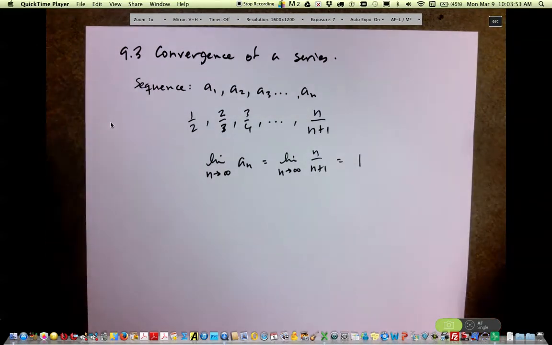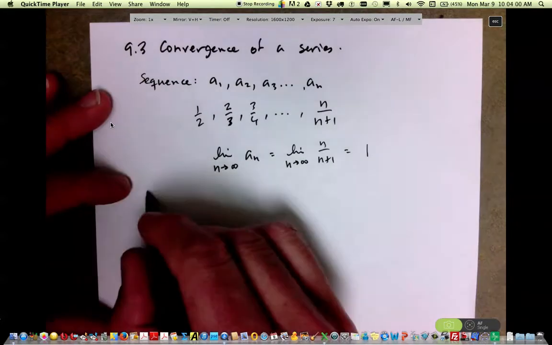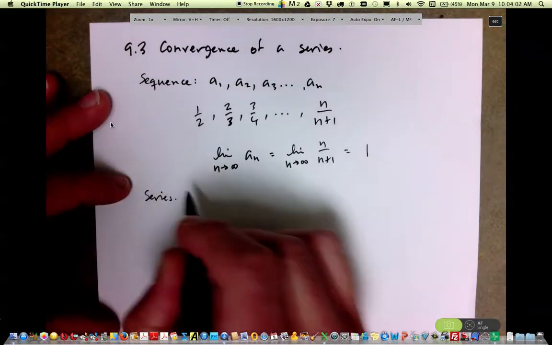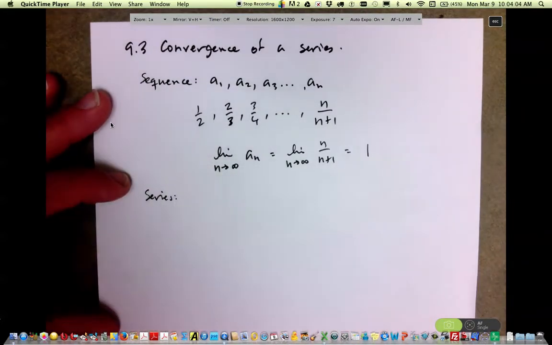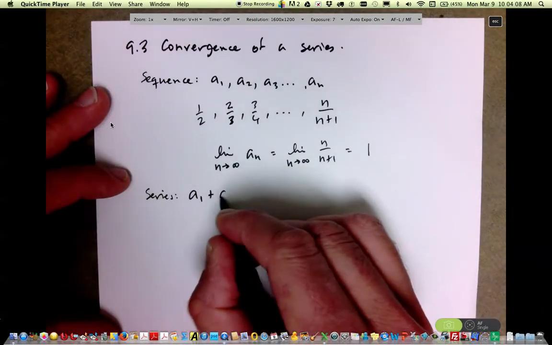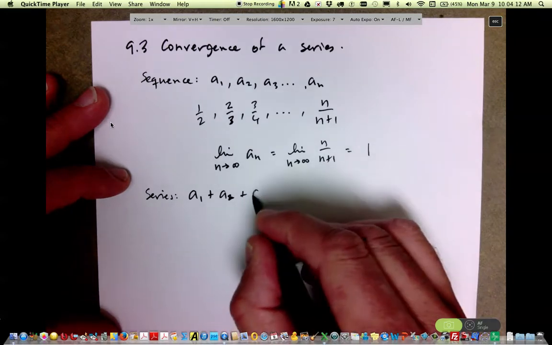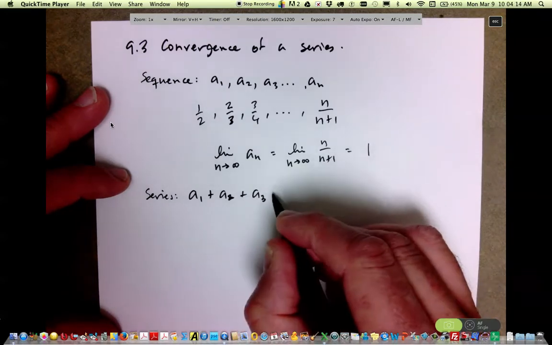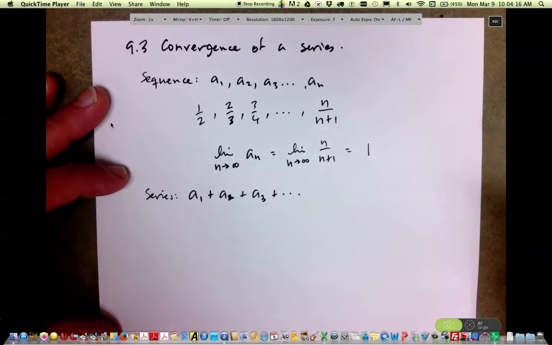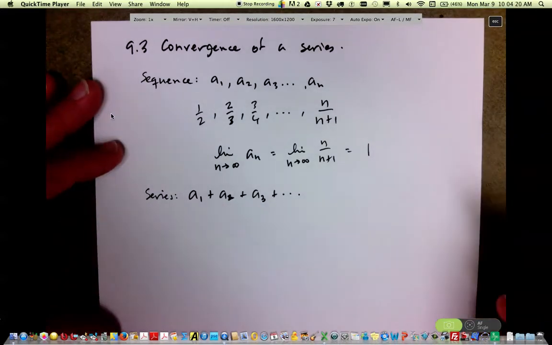Then we switched gears in section 9.2, and we talked about what it means to talk about a series. A series looks a lot like a sequence, except a series is the sum of all the terms in a sequence. So it's going to be a sub 1 plus a sub 2 plus, and so on. Essentially we're going to end up adding up an infinite number of these, which are the more interesting types.